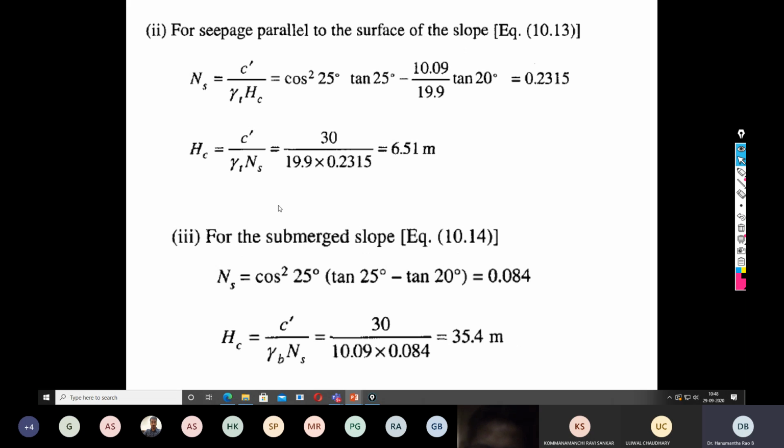So this is under dry condition, and this is when seepage is parallel to the surface of the slope. So this is the equation: c dash by gamma saturated into Hc is equal to cos square beta into tan phi minus tan beta minus gamma dash by gamma sat into tan beta. So this is the Ns value, the stability number value. Then substitute here: critical height is equal to c dash by gamma sat into Ns. Then you will get 6.51 meter.